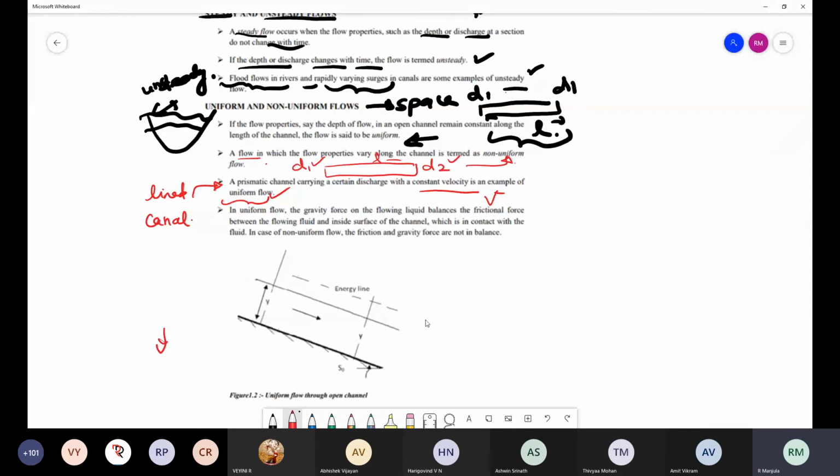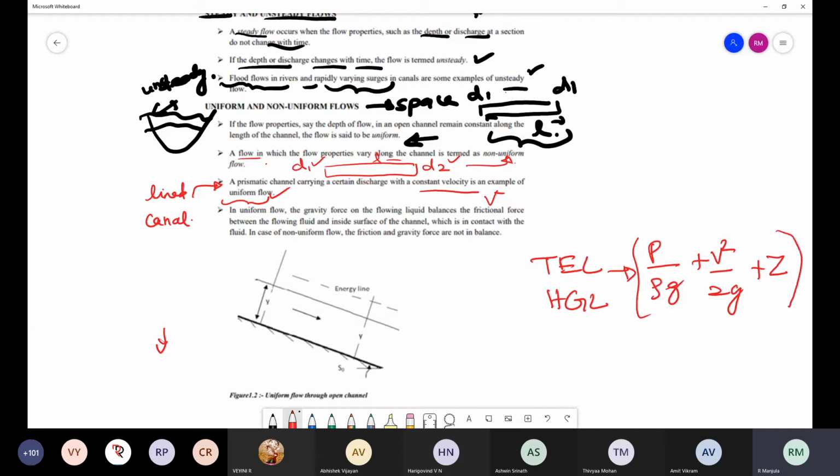Suppose this is the energy line. I think we have studied about total energy line and hydraulic gradient line, right? Total energy is P by rho g plus V square by 2g plus Z. Am I right? Hydraulic gradient means which term will not come here? V square by 2g will not come. Otherwise, you will have the datum head and the pressure head, and the velocity head will not come for the hydraulic gradient line. So this is going to be your total energy line.